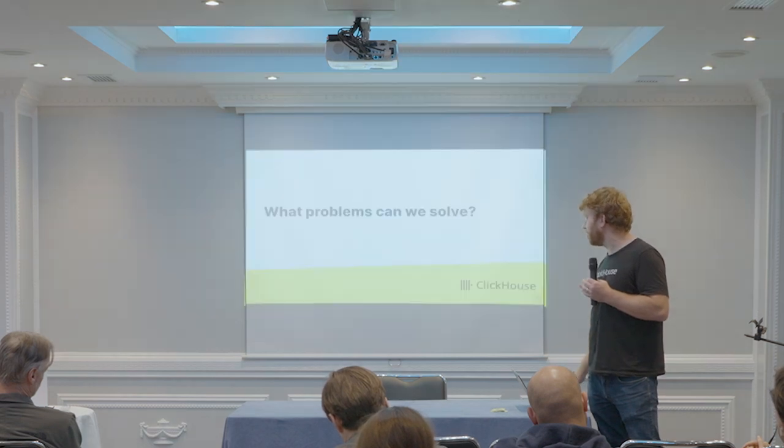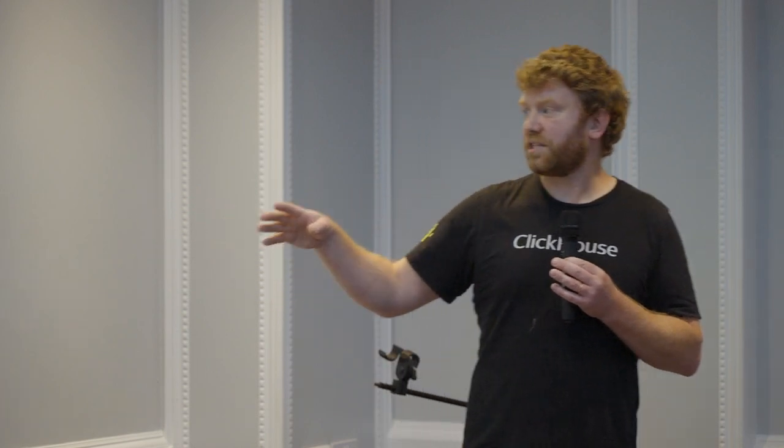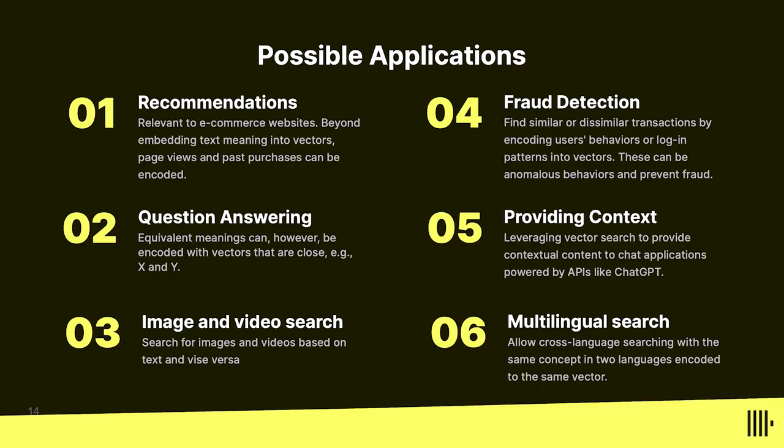So I've touched on this already, but beyond just text search, multilingual search, you can also do image and video search, and there's a few others. It's very common in fraud detection, where you encode behaviors into the vectors instead of just images, and similar vectors mean similar behaviors. And if it's not similar to a good behavior, maybe that's fraud, for example.